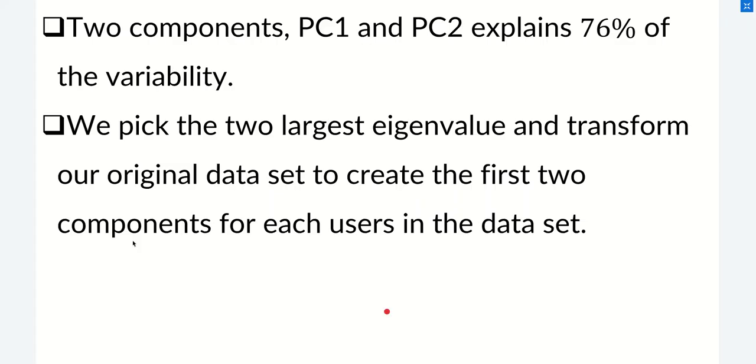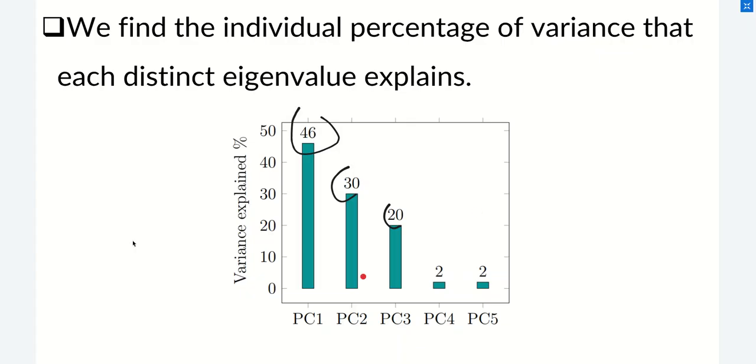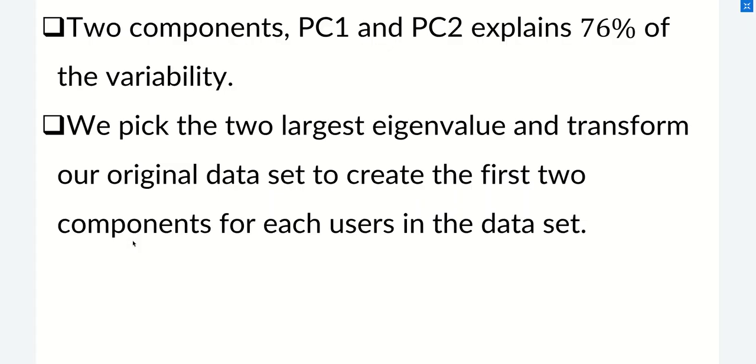So the two components PC1, PC2 explain 76% of the variance. So we pick the two largest. All right, so we can pick the two and leave this, because this one is explaining 76% of our data, which is quite a lot. So we can pick the first two. So our principal components are going to be PC1 and PC2.